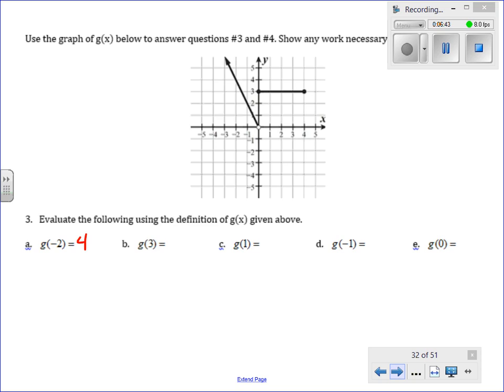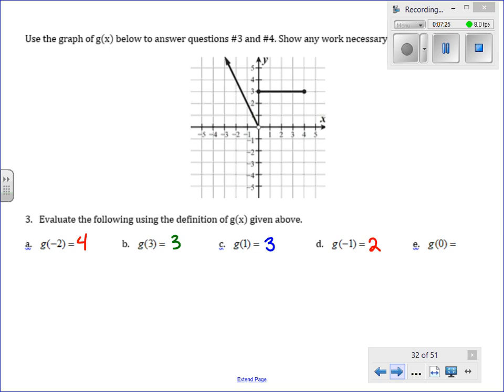G of 3, we go x is 3, up where it crosses on the graph here is at y equals 3. So your answer there is 3. When x is 3, y is 3. Now we have 1. So we go to when x is 1, y is also 3. And then when x is -1, y is 2. Go up to 2 there.